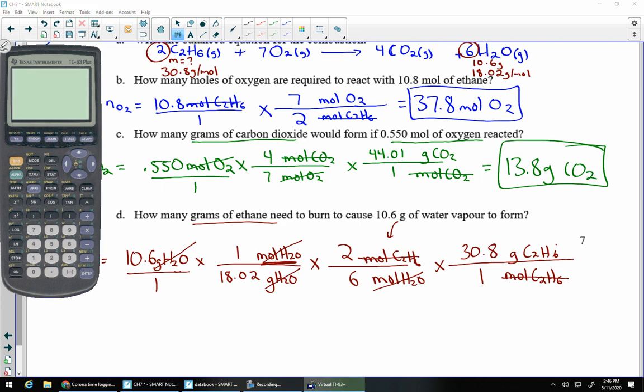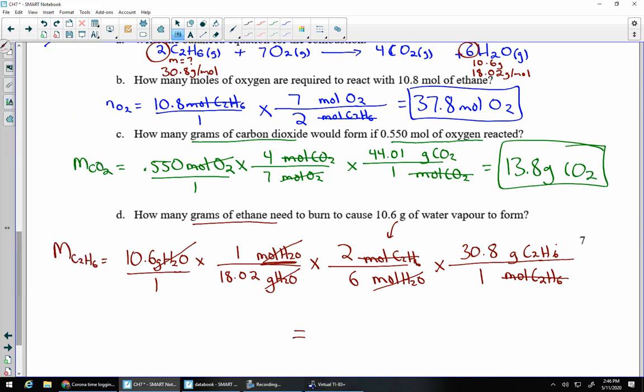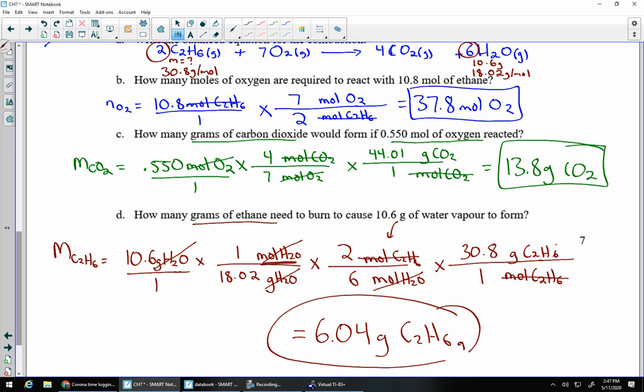So let's just clear this up. I'm just going to plug everything in as I see it. So 10.6 divided by 1, don't need to do that. Times 1, I guess I don't really need to times by 1, and then divided by 18.02, then times 2 and divided by 6, then times 30.8. Excellent, hit enter. Turns out I'm kind of out of space, so I'm just going to write it below. Turns out that would be 6.04 grams of our ethane, C2H6. And I got kind of lazy there. I better put that it's a gas. Cool. So that's all there is.